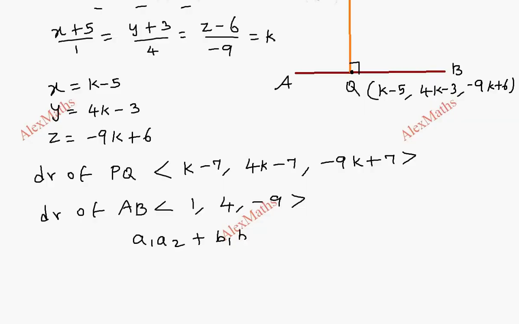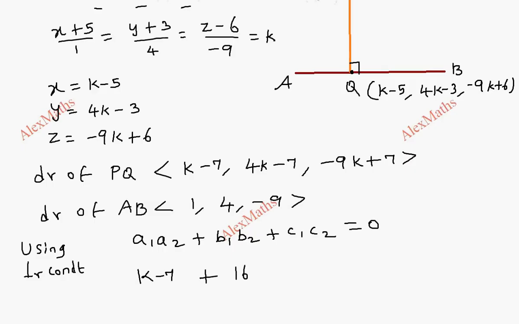Since these two are perpendicular, we are going to use the perpendicular condition, that is A1 A2 plus B1 B2 plus C1 C2 equal to 0. Now this is K minus 7 into 1 is K minus 7 plus 4 into 4K minus 7, which is 16K minus 28, then minus 9 into minus 9K is plus 81K minus 63 equal to 0.